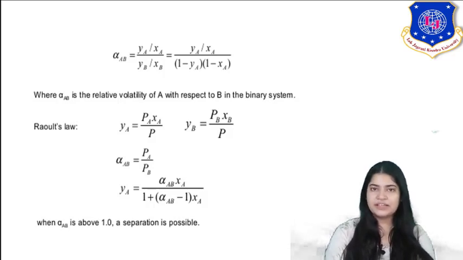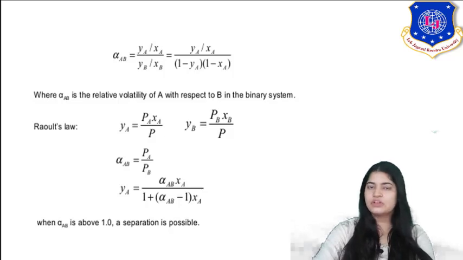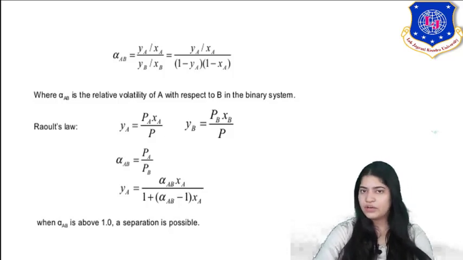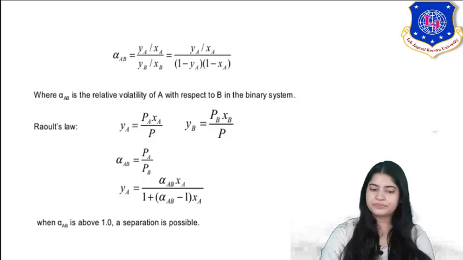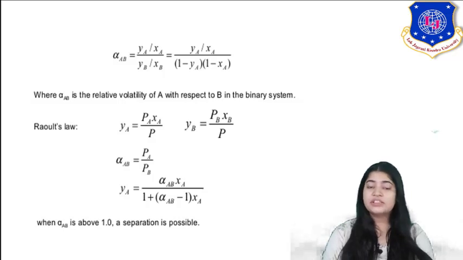When you practice the derivation two to three times, you will of course remember it. Like, if only the partial pressures of A and B are given to me and I have to find my relative volatility, I can use this formula. Now when alpha AB is above 1, then and only then separation is possible.